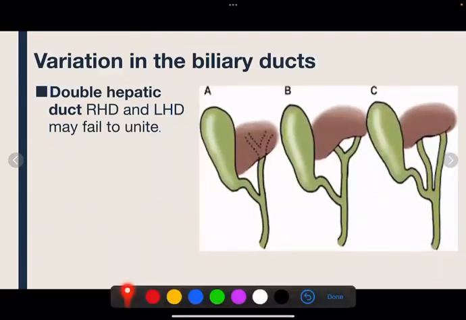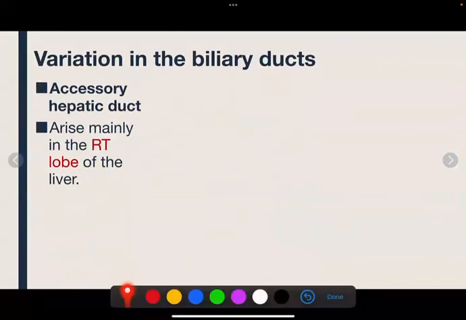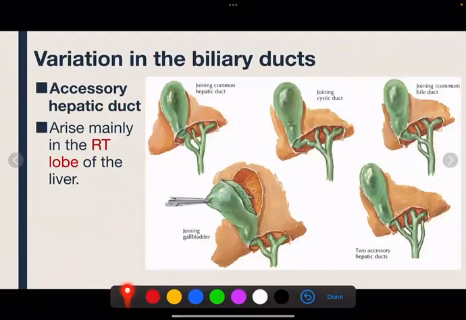As for variations in the bile ducts, we may have double hepatic ducts, or the right and left hepatic ducts may fail to unite. Either we have low union, as can be seen here, or the right and left hepatic ducts fail to unite and they join the cystic duct to form the common bile duct. Accessory hepatic ducts usually arise from the right lobe of the liver. This accessory hepatic duct will either join the common hepatic duct, or the cystic duct, or the common bile duct, sometimes joining directly the gallbladder, or sometimes we have two accessory hepatic ducts.